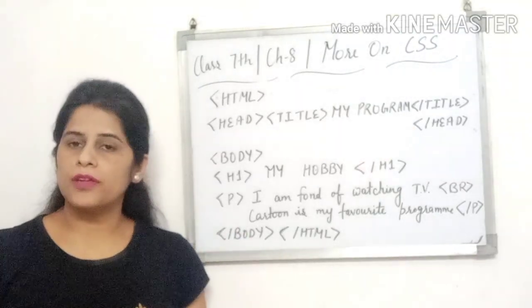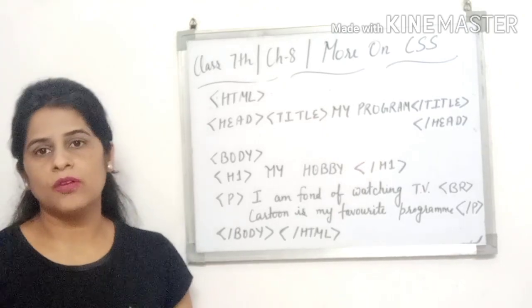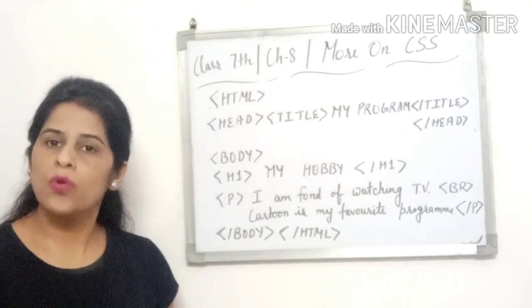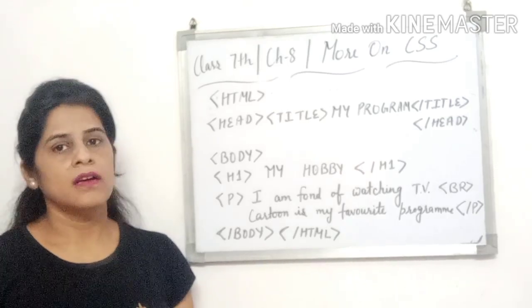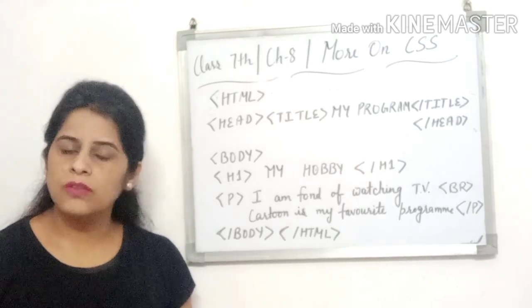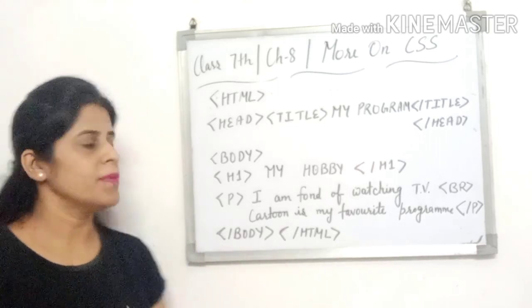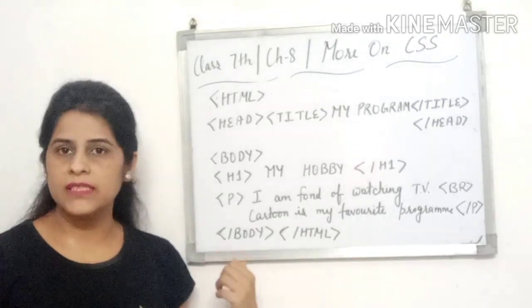Here you can write down your HTML program. You will have to write it in Notepad. Firstly, open Notepad: go to Start, All Programs, and then Notepad. When Notepad is open, start writing this program with these tags.